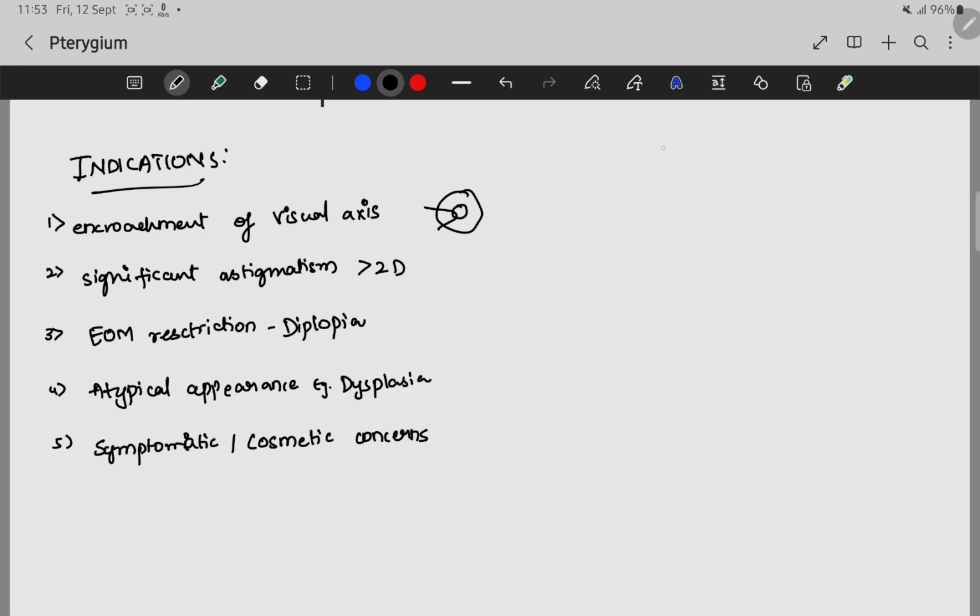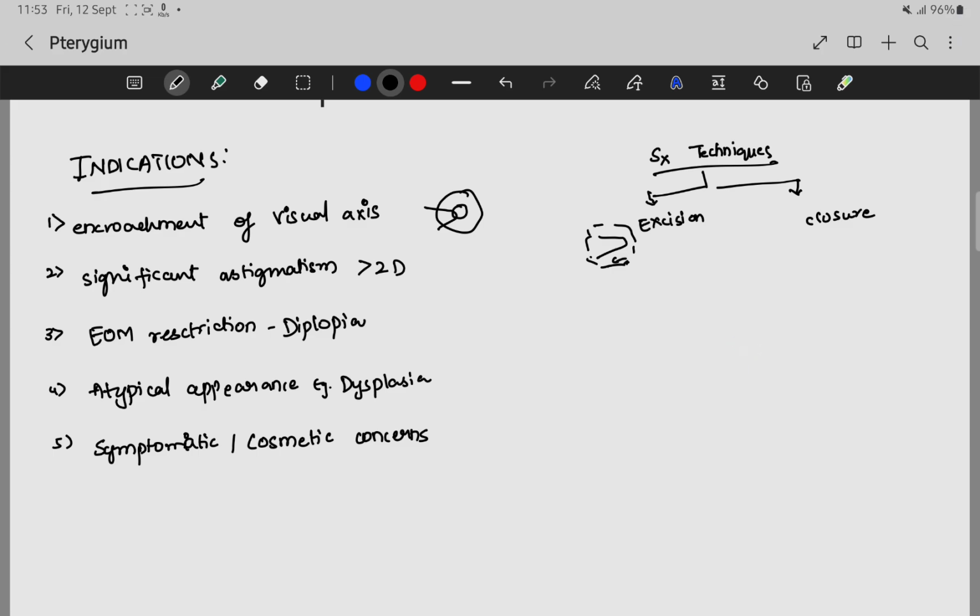Now coming to the surgical techniques. We have to remove this pterygium, right? So this pterygium is slowly removed, and the area which is removed is either left like that or it is closed. So that's why we have excision and closure. These are the two main things which we need to consider.